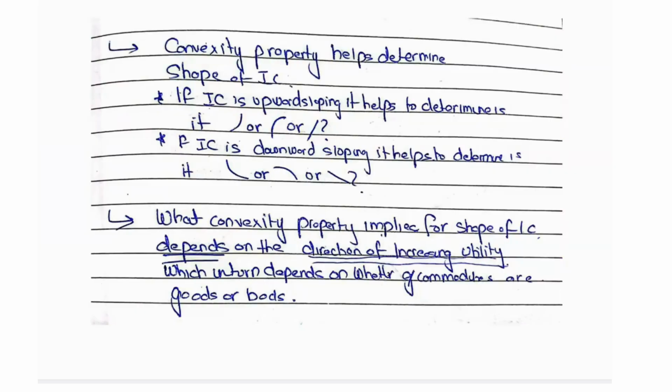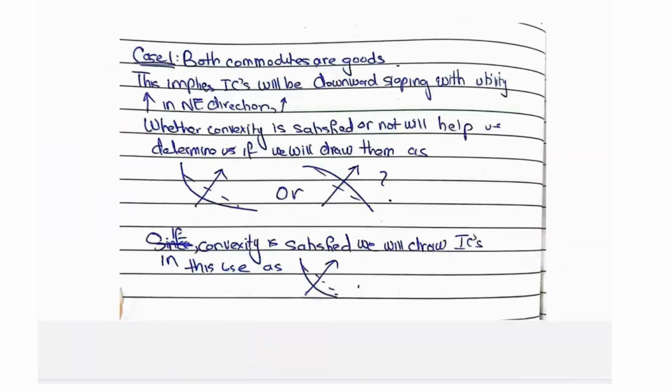But what it implies for the shape of the IC depends upon the direction of increasing utility, which in itself depends upon whether the commodities are goods or bads. So let's see. We'll do 4 cases here and understand this. The first case is that both commodities are goods. These are commodities that the consumer likes.